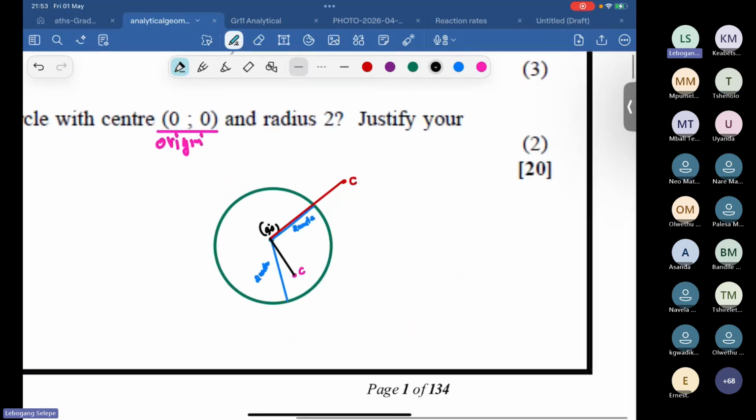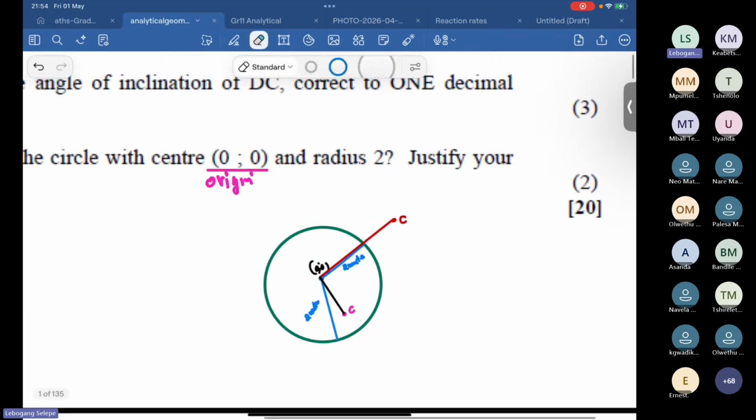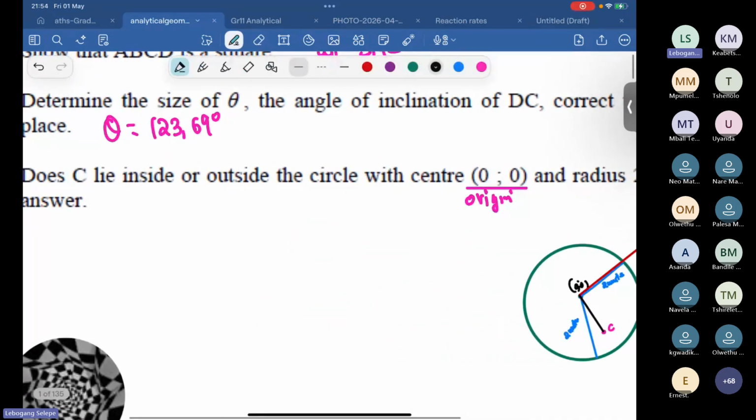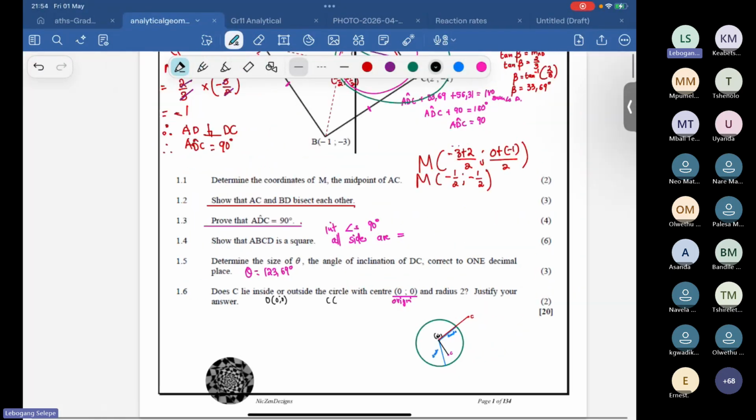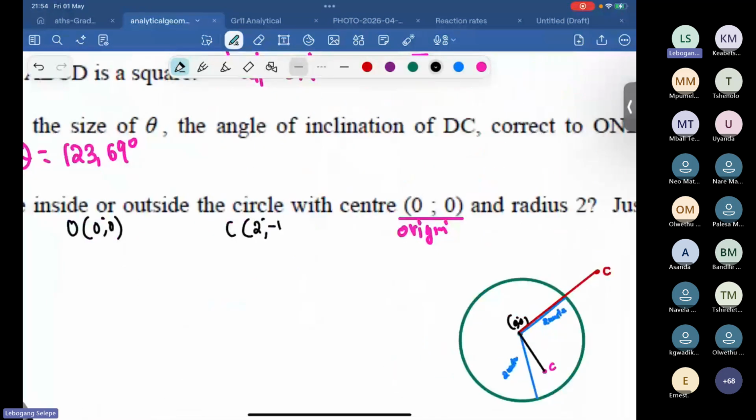You just need to calculate the distance between the origin and C and compare it with the radius of 2. And let's do that, right? So how do I calculate distance? Again, I have my origin, which is (0, 0). What is my point C? My point C there is (2, -1), right?